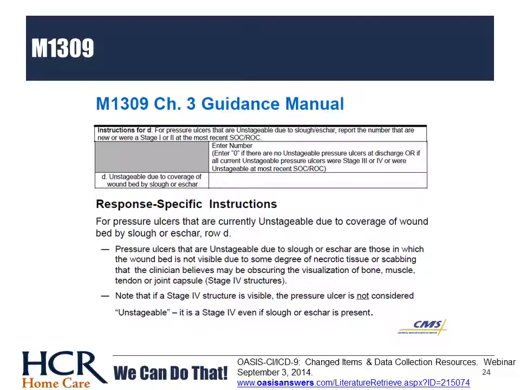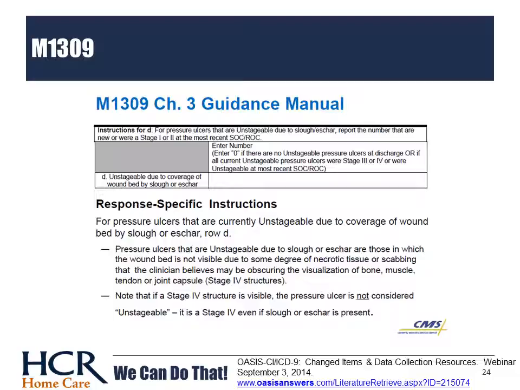So again, if your unstageable pressure ulcer was a stage 3 or a stage 4 at the most recent start of care or resumption of care, and now is unstageable because it's covered in slough or eschar, then we cannot say that it is worsened, and we would report a 0 here. The other instance when we would enter a 0 here is if there just simply are no present unstageable pressure ulcers.